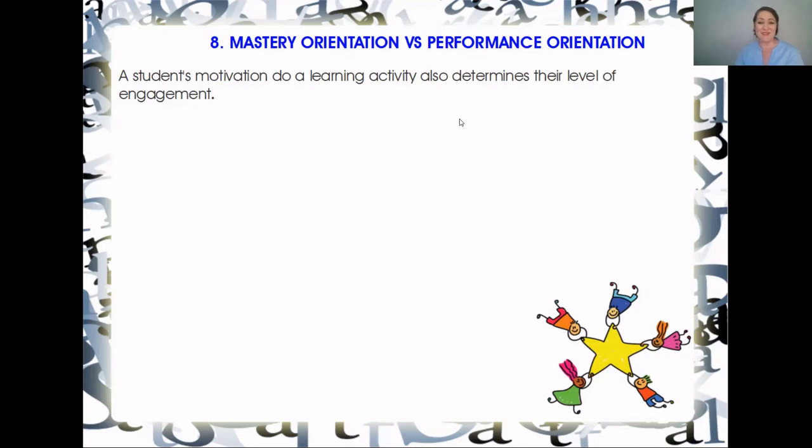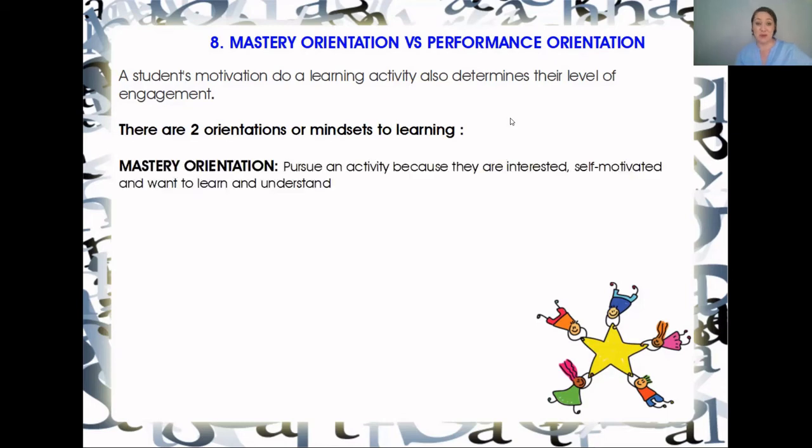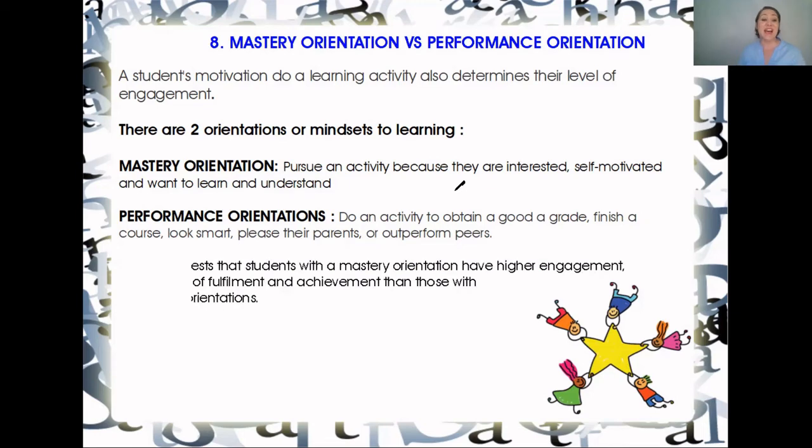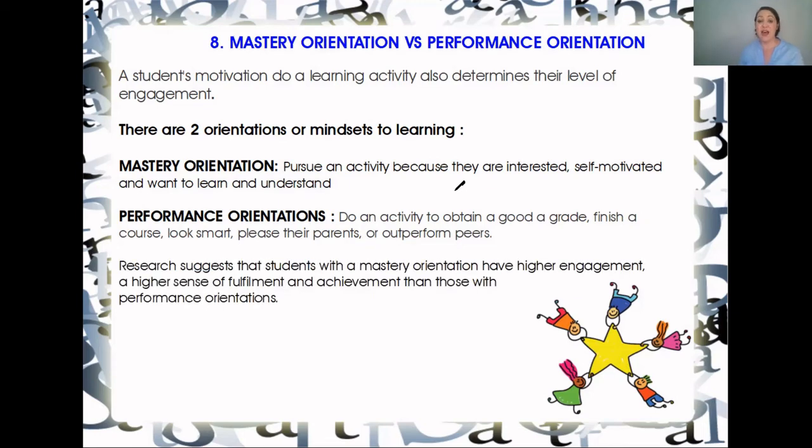Let me explain. There are two orientational mindsets towards learning. The first one is mastery orientation. So this means that you pursue an activity because you are interested in it. You are self-motivated. You want to learn, you want to understand, you want to apply it yourself. The next mindset is performance orientation. You do the activity to obtain a good grade, to finish your course, to look smart, to get praise, to please and impress your parents, and to outperform your peers. Research has shown that students with a mastery orientation have a higher engagement, a higher sense of fulfillment and achievement than those with performance orientations.